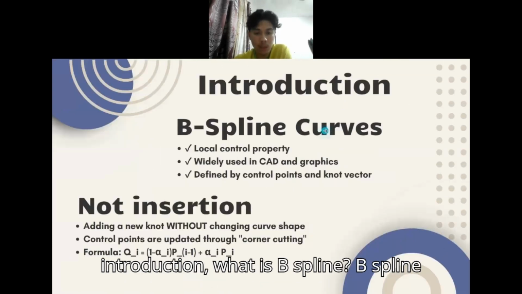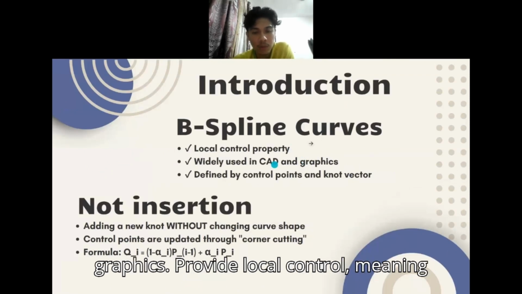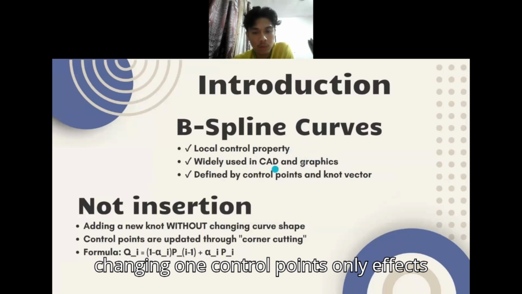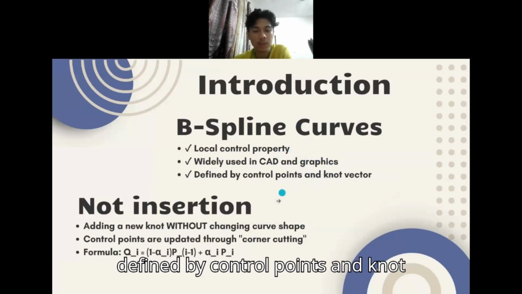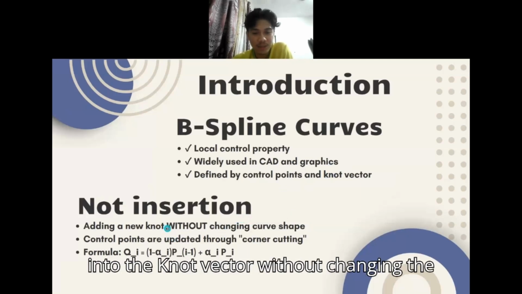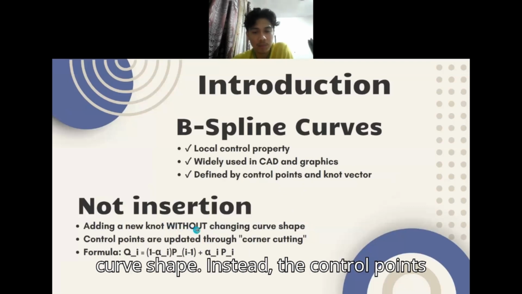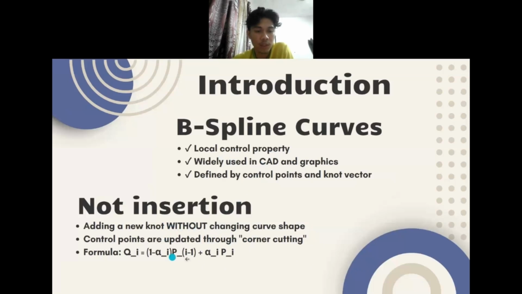So for the introduction, what is B-spline? B-spline curves are fundamental in computer graphics. They provide local control, meaning changing one control point only affects a limited portion of the curve. They are defined by control points and a knot vector. So what is knot insertion? Knot insertion means adding a new knot into the knot vector without changing the curve shape. Instead, the control points are updated through a process called corner cutting using this formula.